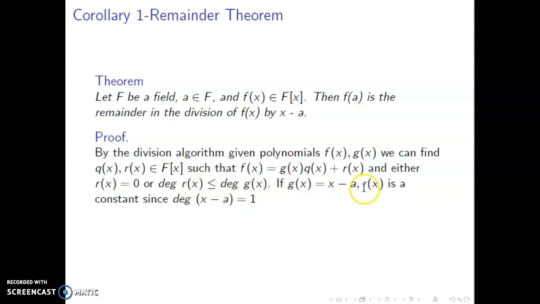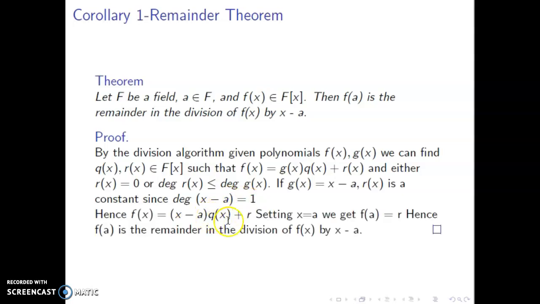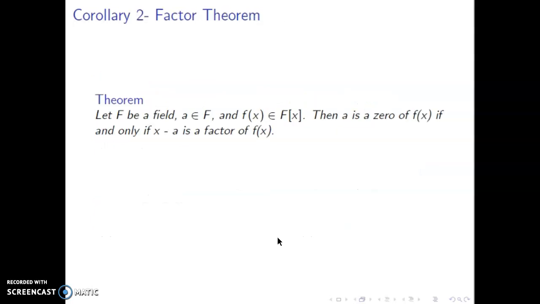If g of x is equal to x minus a, then r of x is a constant, because degree of x minus a is 1, so therefore degree of r of x should be less than that, and therefore it has got to be a constant. Hence f of x is equal to x minus a into q of x plus r. Setting x equal to a, we get f of a is equal to r. Hence f of a is the remainder in the division of f of x by x minus a.